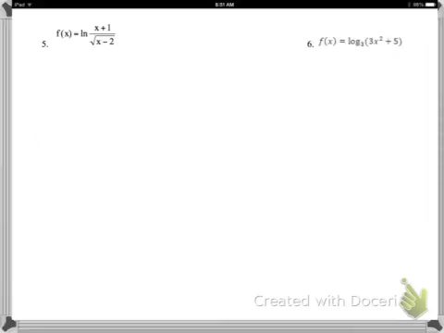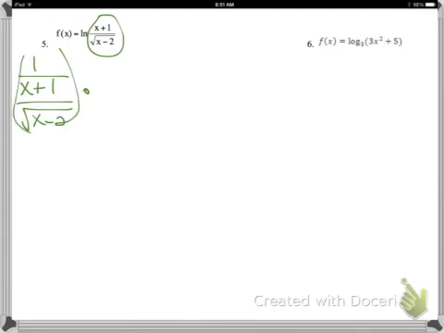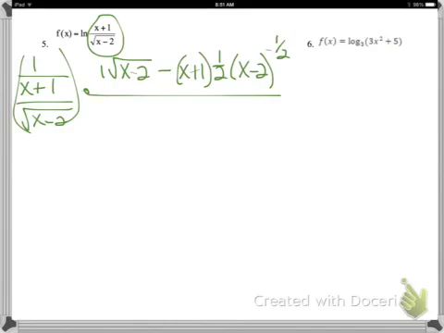Okay. Next, I have natural log of x plus 1 over the square root of x minus 2. So, the natural log rule I'm going to do first. And I'm going to write it as 1 over x plus 1 over the square root of x minus 2, times the derivative of this, for which I'm going to have to use my quotient rule. So I would have the derivative of the numerator first, which is 1 times the denominator, x minus 2, minus numerator times derivative of denominator, all over denominator squared, which would just be x minus 2, guys.